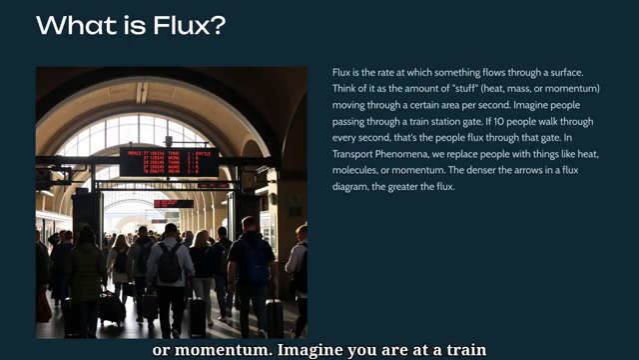Imagine you are at a train station and people are passing through the gate. If 10 people walk through every second, that's a people flux through that gate. In transport phenomena, we replace people with stuff like heat, molecules, or momentum, and we measure how much of it moves through a certain area every second.